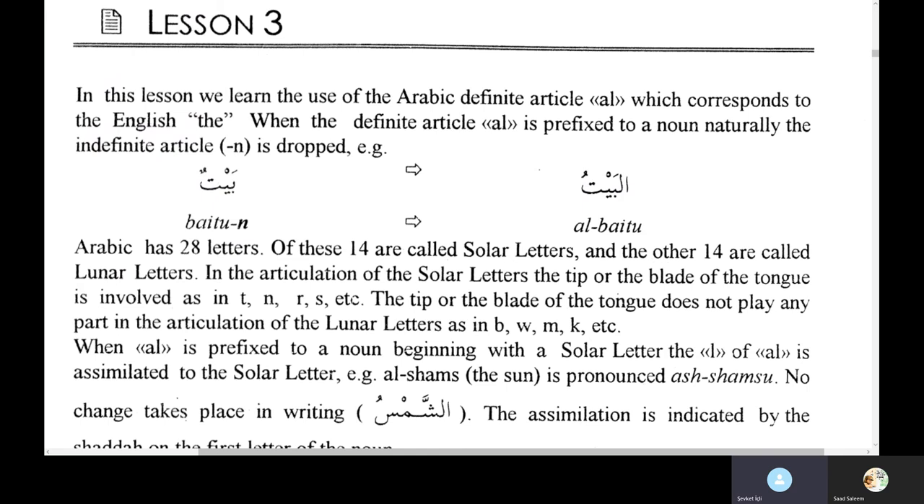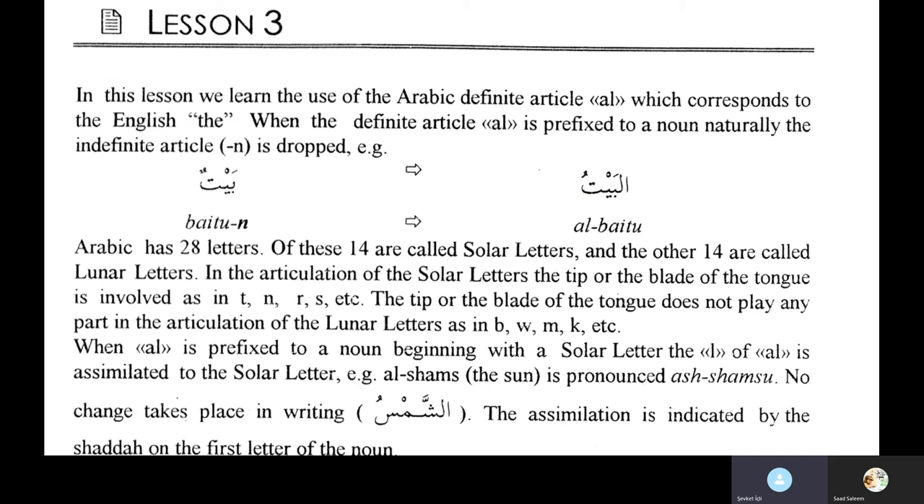Arabic has 28 letters. Of these, fourteen are called solar letters, and the other fourteen are called lunar letters. In the articulation of the solar letters, the tip or the blade of the tongue is involved, as in Ta, Tha, Dal, Nun, Ra, Sin, Sad. The tip or the blade of the tongue does not play any part in the articulation of the lunar letters, as in Ba, Waw, Mim, Kaf.